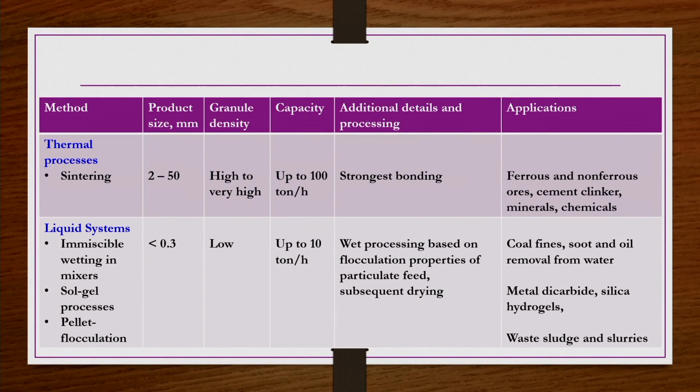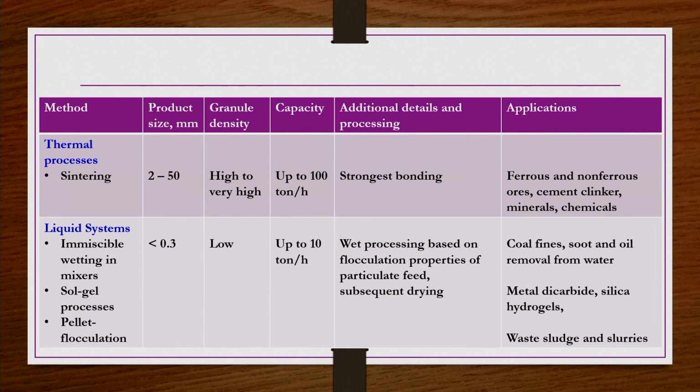The next method of size enlargement is sintering, which is a thermal process. The product size in general is 2 to 50 mm, and granule density is high to very high. They can handle a capacity of up to 100 tons per hour, and the strongest bonding is one of the primary features of sintering processes. Applications in general are ferrous and non-ferrous ores, cement clinkers, minerals, and chemicals production.